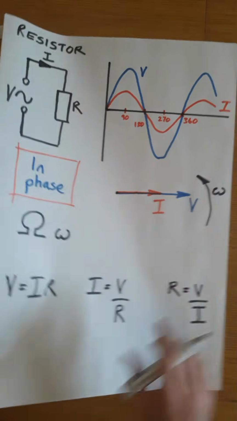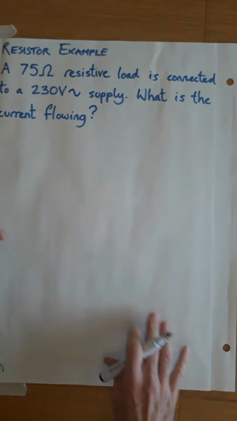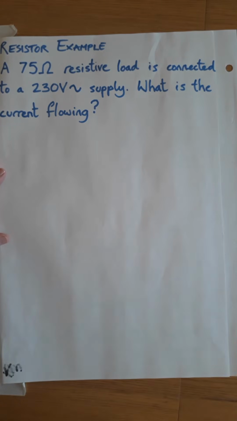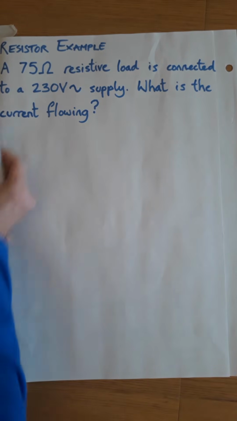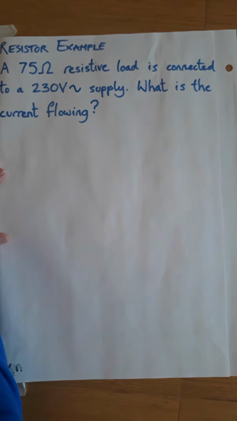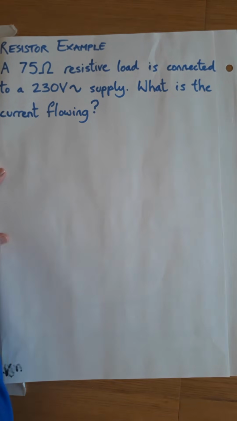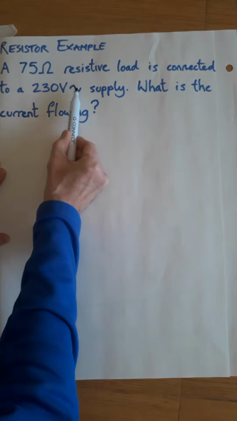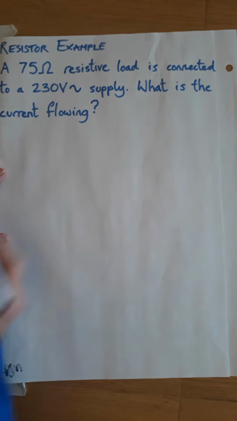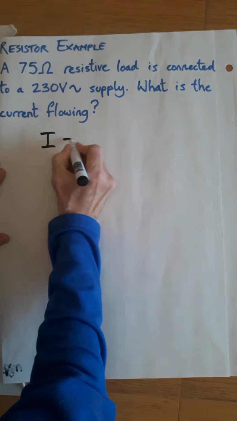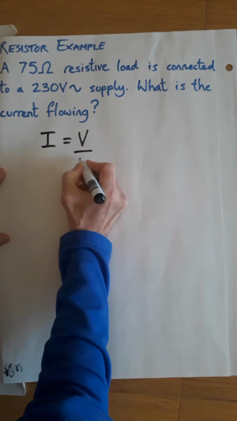Let's do an example. Okay, so here's a simple question. A 75 ohm resistive load is connected to a 230 volt AC supply. What is the current flowing? Well, just because we've changed to AC, there's nothing special happening, and Ohm's law applies. I equals V over R.